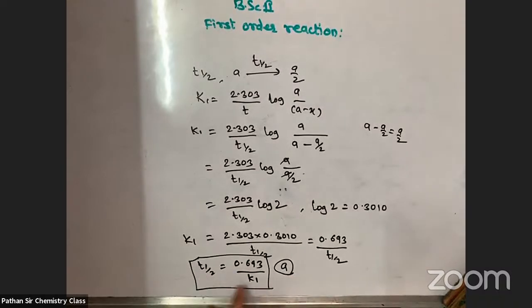It has half life and rate constant; there is no A value, no A term. That means the half life of a first order reaction does not depend upon the initial concentration. Okay, so that was the second characteristic.